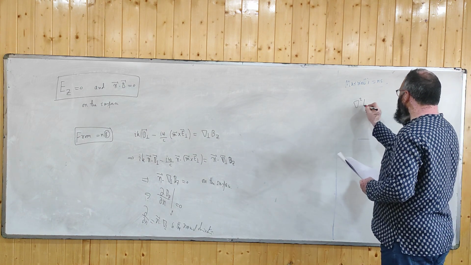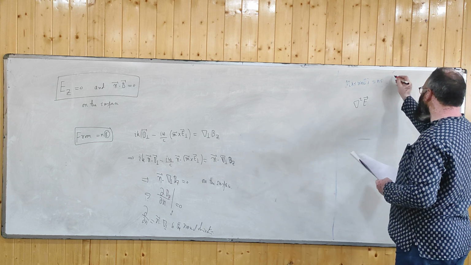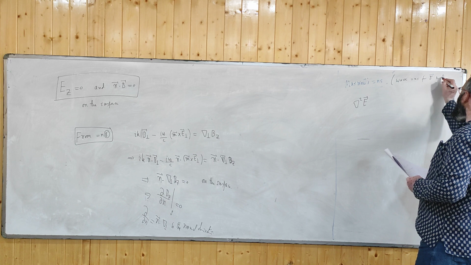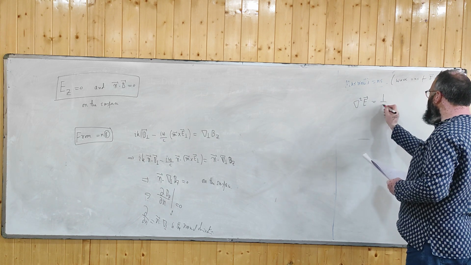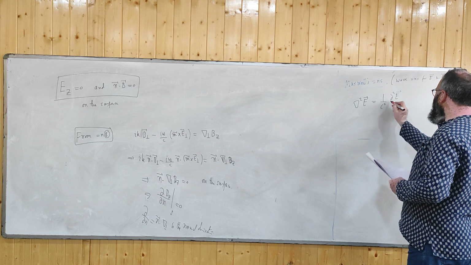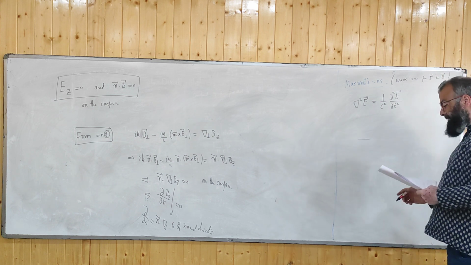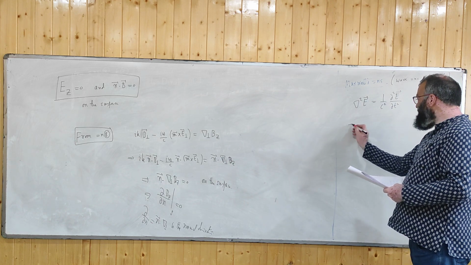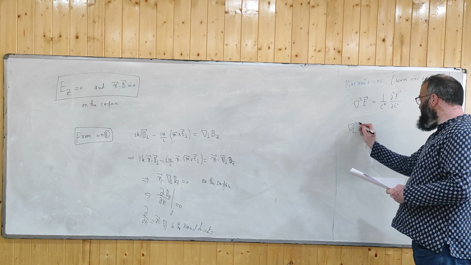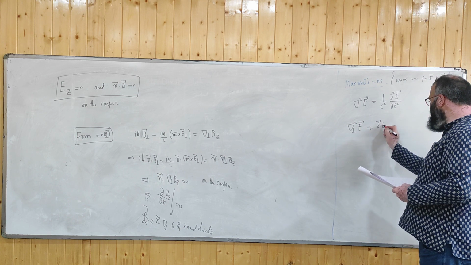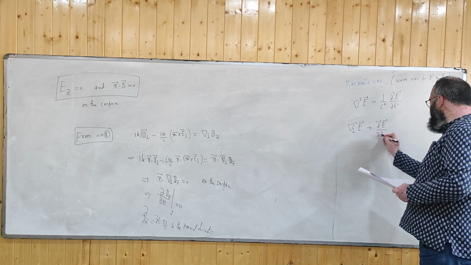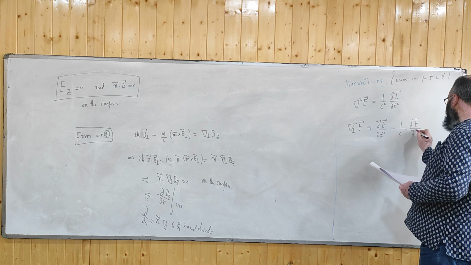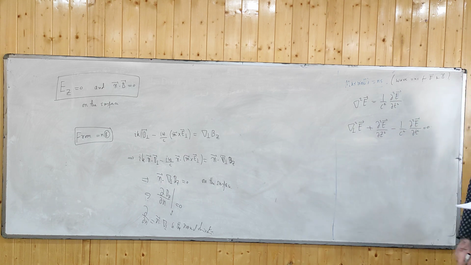So you have nabla squared E, rather I should say the wave equations for E and B. What is that equal to? 1 by c squared partial squared E by partial t squared. Now let's write this. So can I write nabla squared perpendicular E plus partial squared E by partial z squared minus 1 by c squared partial squared E by partial t squared equal to 0? Yes, sir.